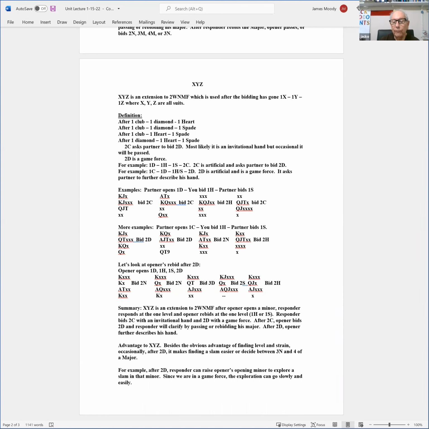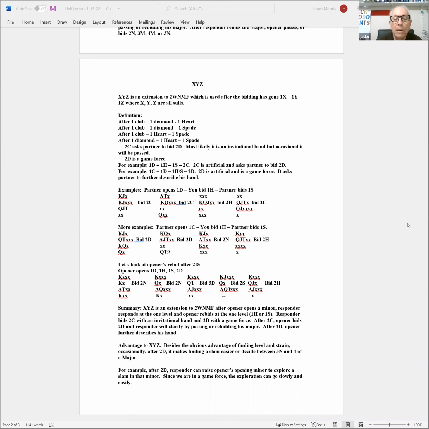Now, if you think about it a minute, it's exactly the same as 2-way new minor forcing, except that partner didn't rebid no trump, partner rebid a spade or a heart. I mean, there isn't any magic here. It's just the same. Why would you want to do it this way? Well, again, you can get yourself in a game force at a nice low level and explore what game we should be in or whether we should be going to slam.